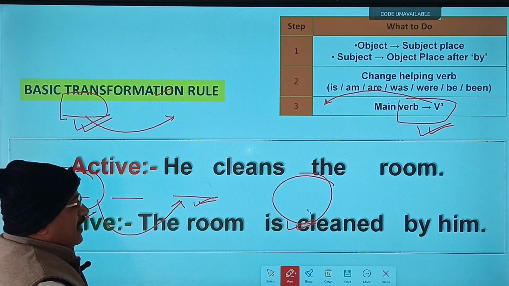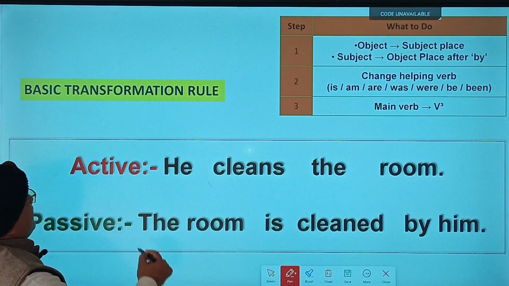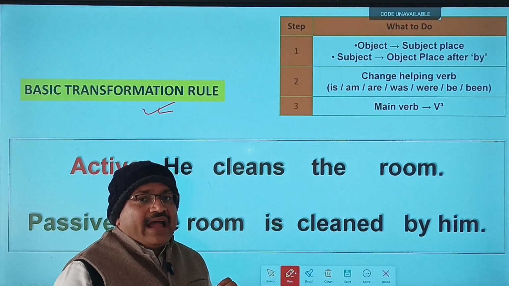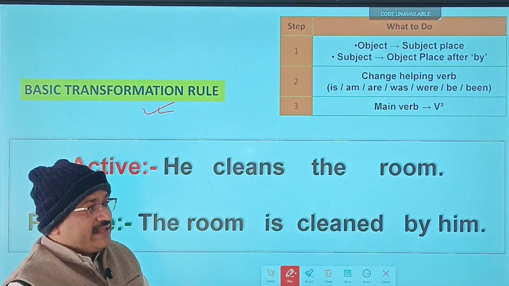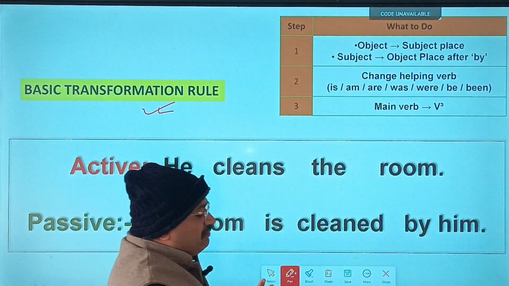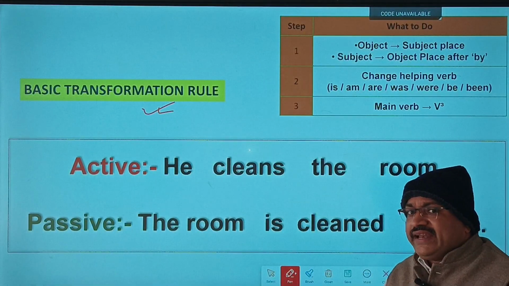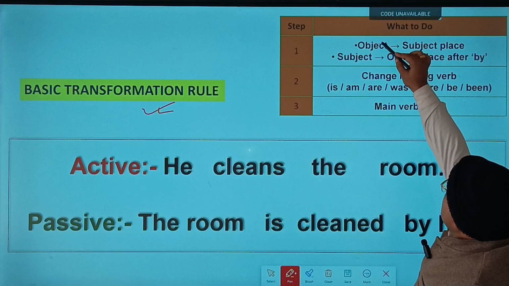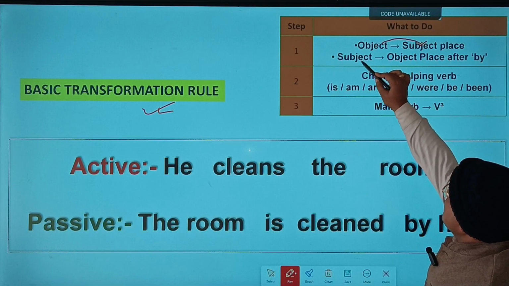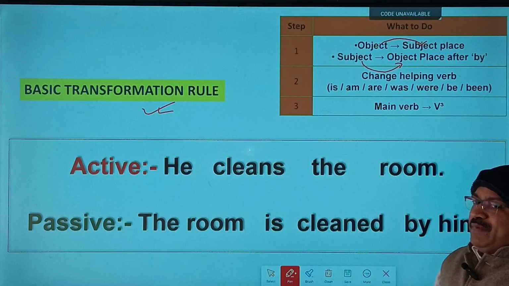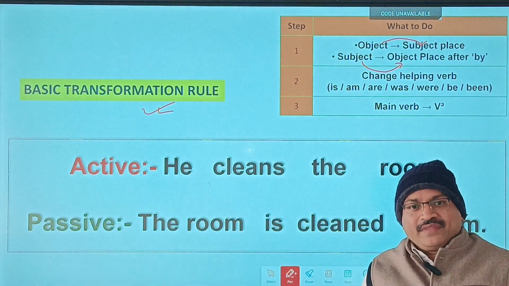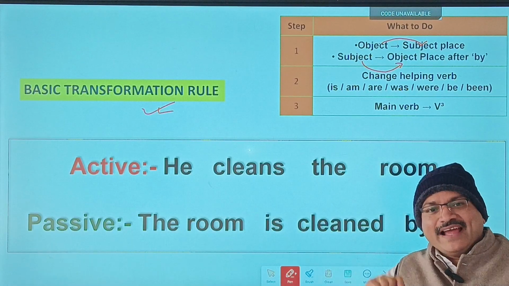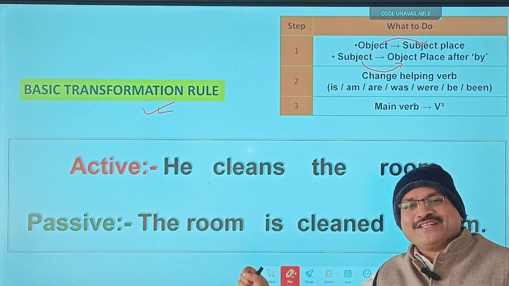Now let us understand what is the basic transformation rule, how to change an active sentence into passive voice. There are three steps, very simple, three steps. First step is object comes at subject place and subject comes at object place with by. Object comes at subject's place and subject goes at object's place.